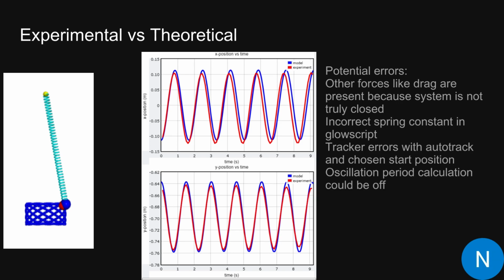Potential errors are other forces like drag that are present but are not taken into account because the system is not truly closed. Could have used incorrect spring constant in the GlowScript, and then tracker errors like auto track, start position, and then the oscillation period calculations could have been slightly off.